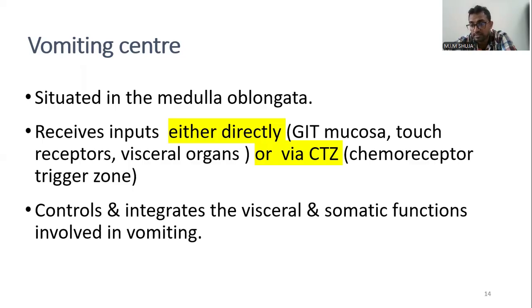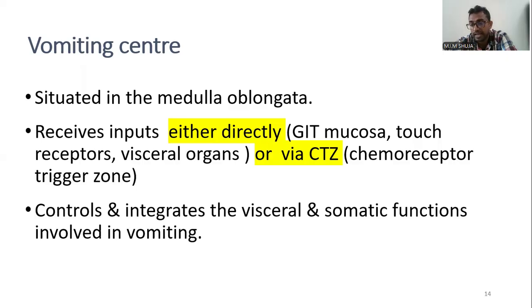Once the vomiting center receives these signals, it controls and integrates both visceral and somatic functions involved in vomiting. The visceral functions include motility, relaxation of the lower esophageal sphincter, increased salivation, and autonomic symptoms like sweating or pallor. The somatic functions include contraction of the abdominal wall and diaphragm, closure of the glottis, and coordination of the respiratory muscles. These somatic movements generate the pressure needed to expel gastric content through the mouth.